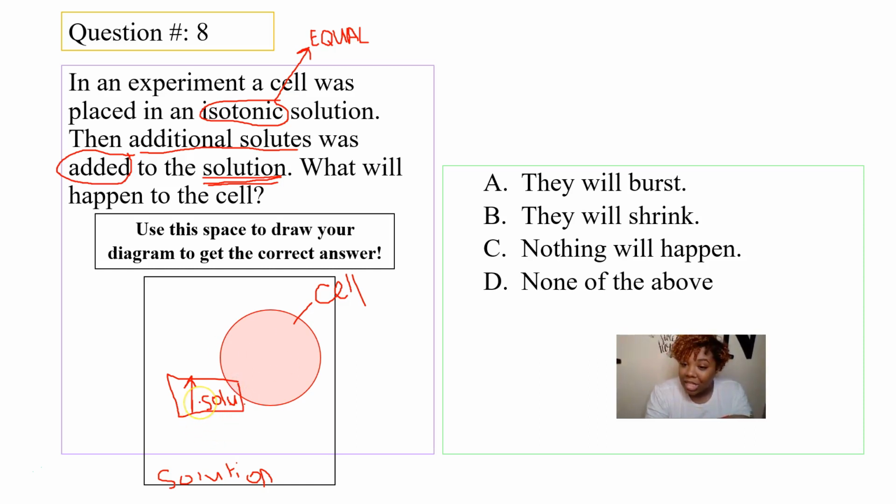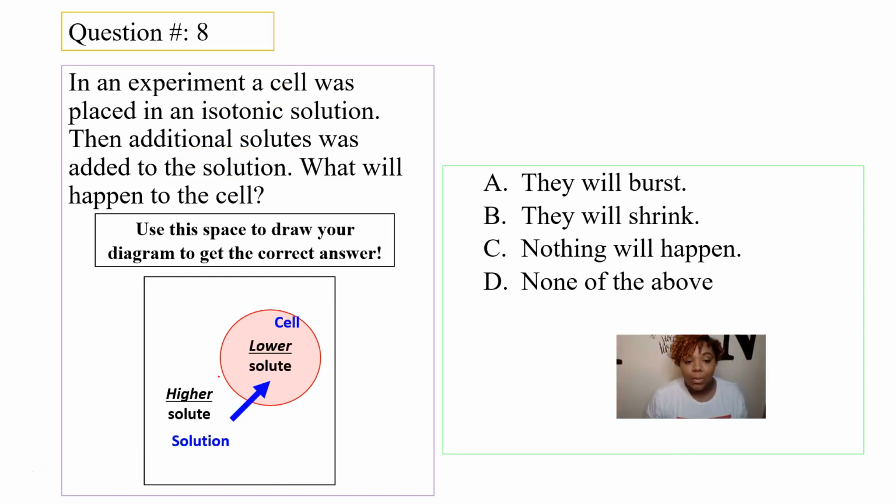And if this is the highest solute, where does water move? To the highest solute, which means water is going to leave the cell and go to the solution because it has a higher amount of solute, which means if water leaves, the cell shrinks, just like if you release air from a balloon. So the answer to this would actually be B, that the cell will shrink, which actually makes it a hypertonic solution. Good job if you got it right.